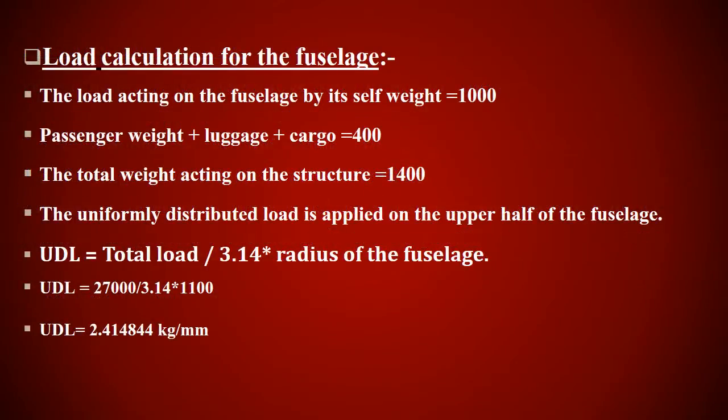So, load calculation for the fuselage. How can we calculate the total load acting on the fuselage? The load acting on the fuselage by its self weight is 1000, passenger weight plus luggage plus cargo is 400, so the total weight acting on the structure is 1400. The UDL, as everyone knows, the uniform distributed load, is equal to the total load divided by 3.14 times the radius of the fuselage. After calculating everything, we get the UDL as 2.4148 kg/mm.